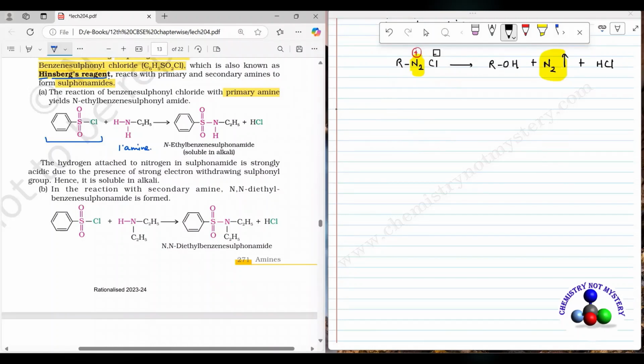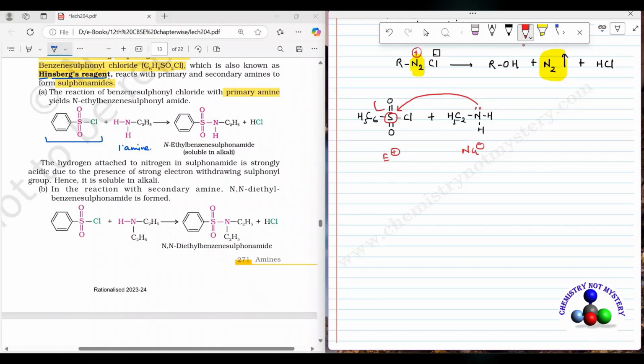Now let's write the reaction of a primary amine with the Hinsberg reagent. Here this is C6H5, benzenesulphonyl chloride: sulfur double bonded to oxygen, here double bond oxygen, and here it is bonded with Cl. When it reacts with ethanamine, C2H5 with nitrogen bonded to two hydrogens, the nitrogen has a lone pair of electrons, so it will act as a nucleophile, and this sulfur will act as an electrophile. So this nitrogen will attack the sulfur by its lone pair of electrons.